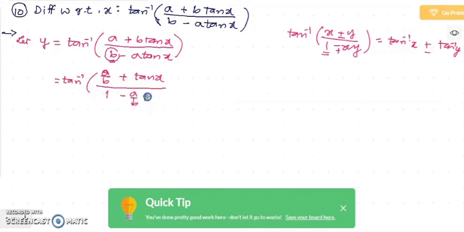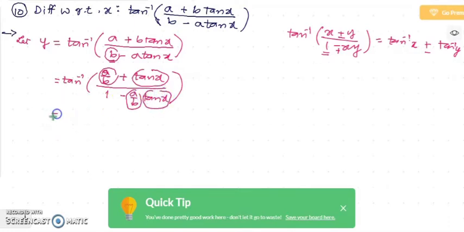One and the same thing. A upon b tan x. What we have done here is we have divided both numerator and denominator by b. Due to that arrangement, now we can compare this expression with this expression and we shall use it plus minus type. So tan inverse x plus tan inverse y is tan inverse of x plus y divided by 1 minus x into y.